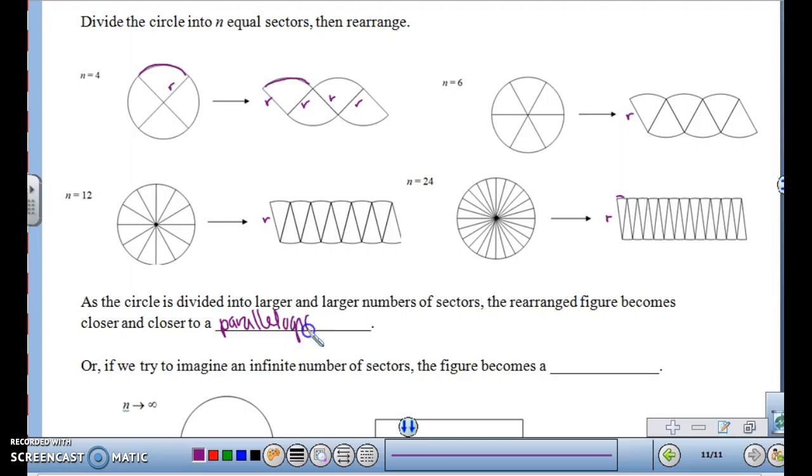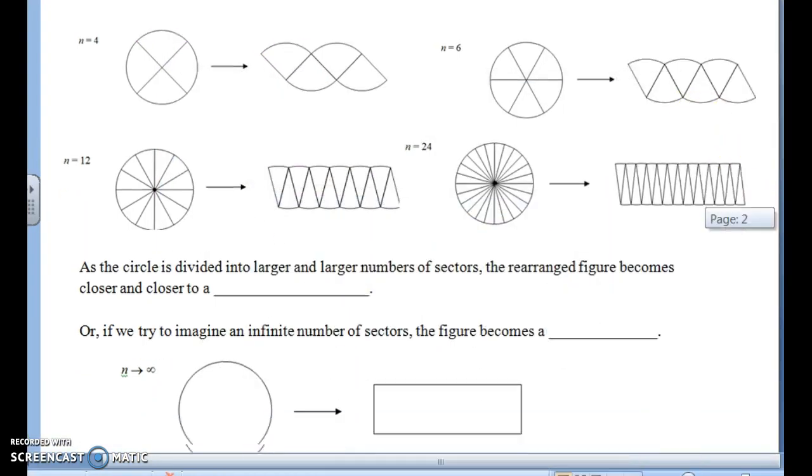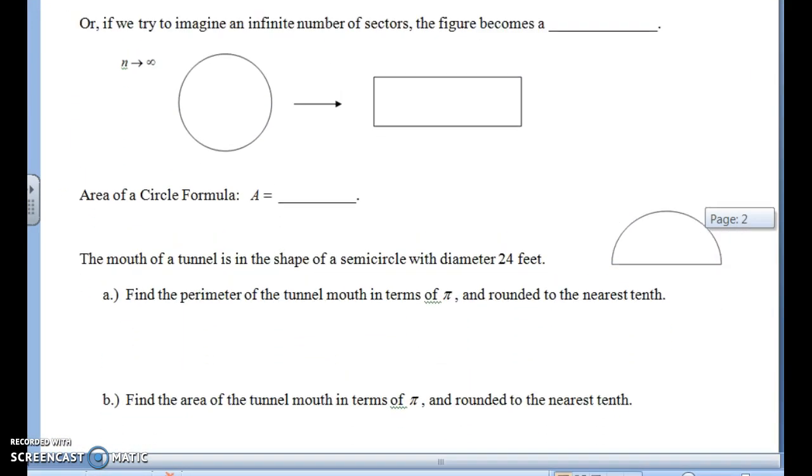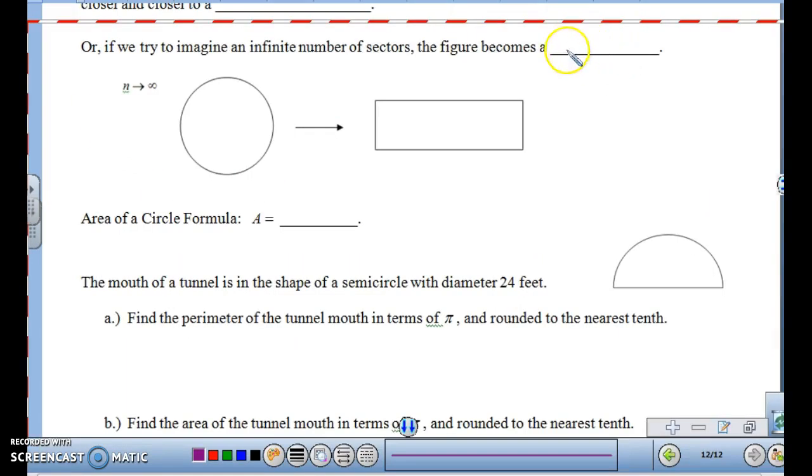Okay, so that is a parallelogram. If we keep dividing this into an infinite number of sectors, what does the figure become? Well, if n approaches infinity, if you did this in an infinite number of sectors, it's going to look like a rectangle. So if that's a rectangle, this right here would be your radius.